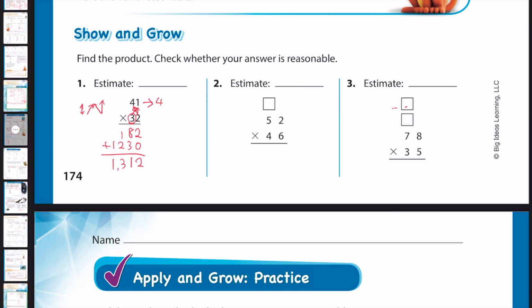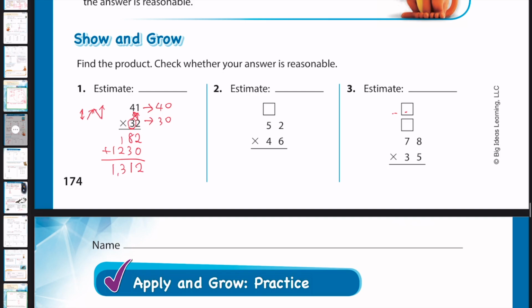I'm going to say it's gonna be 40 and 30. 4 times 3 is what? 12, and I'm going to add 2 more zeros. So my estimate was 1,200. And my actual product, which is 1,312, is close to 1,200. So my answer is reasonable.